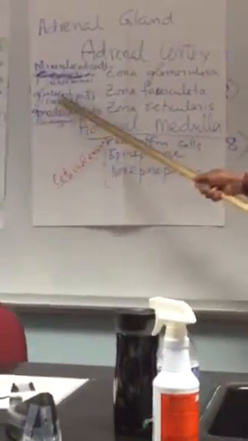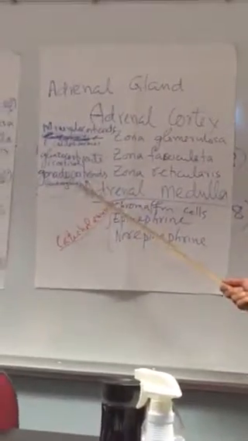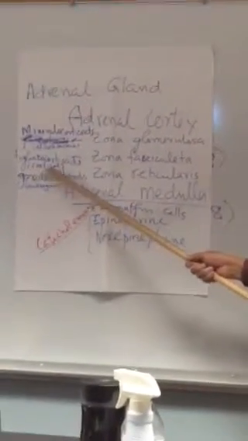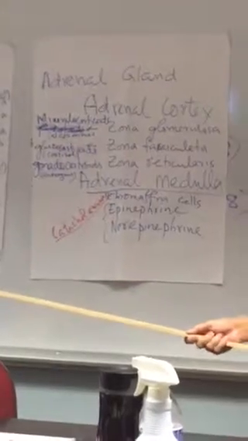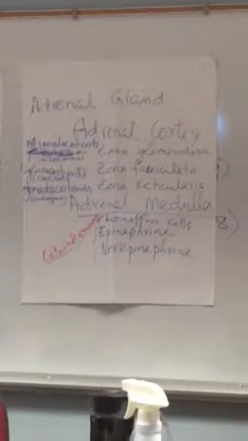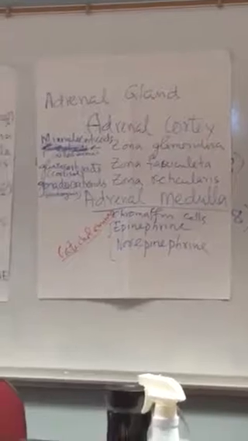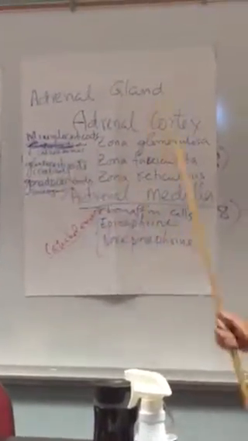Zona fasciculata secretes the steroid hormones called glucocorticoids because they are responsible for carbohydrate metabolism. Example, cortisol or corticosterone. You know, when we have some inflammation like bursitis, tendinitis, what kind of shot do we get? Cortisone. That is a glucocorticoid, cortisone or cortisol.